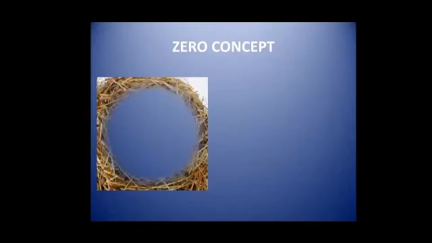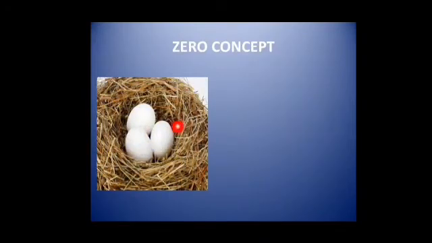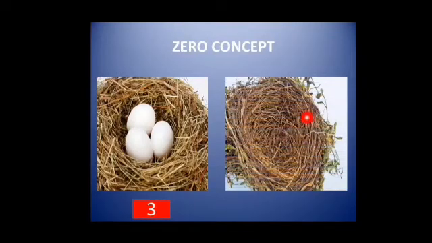In this picture, can you see a bird's nest? Kids, what is there in the nest? Yes, eggs. Now, start counting along with me, children. 1, 2, 3. How many eggs are there in the nest, children? 3 eggs. In the next picture, can you see any egg, children? No. There is an empty nest with 0 eggs. Empty means nothing.